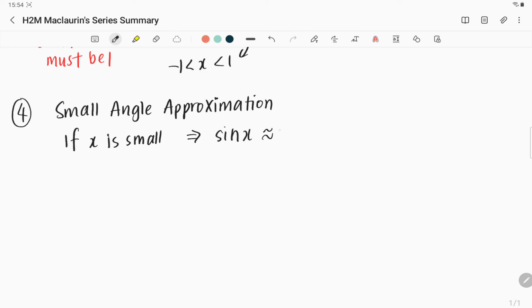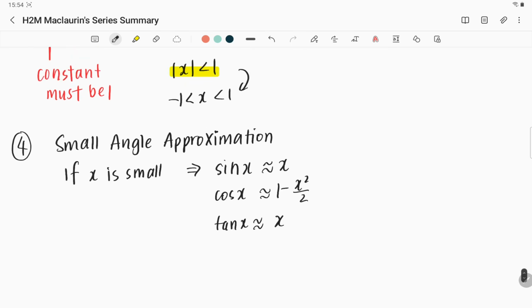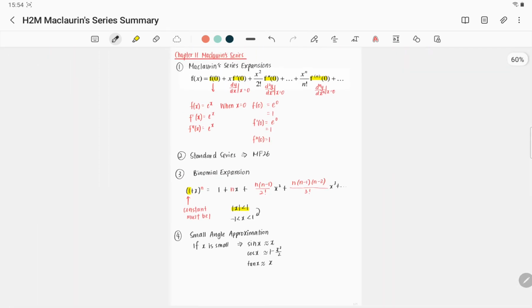Sine x is approximated to be x. Cosine x is approximated to be 1 minus x squared over 2. And tangent x is approximated to be x. Okay, so with that, I've come to the end of the Maclaurin series summary.